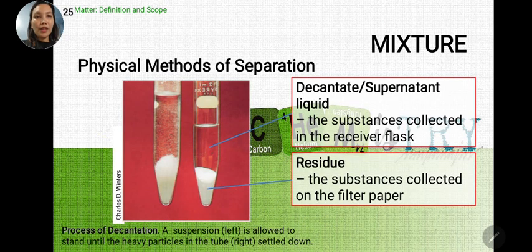So, yan yung illustration, the process of decantation sa laboratory. Ito yung tinatawag natin na decantate or the supernatant liquid at ito naman yung residue, yung naiiwan sa bottom ng flask. Ito siya before, shake, tapos hinayaang magsettle yung residue before siya paghihiwalayin. So, naghiwalay na sila through decantation.